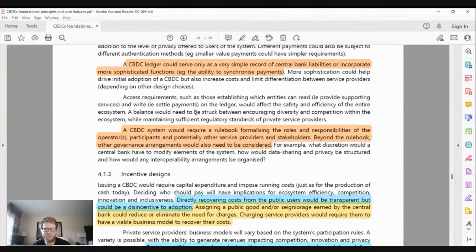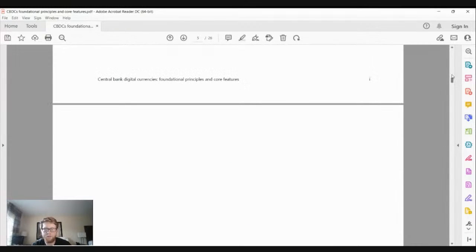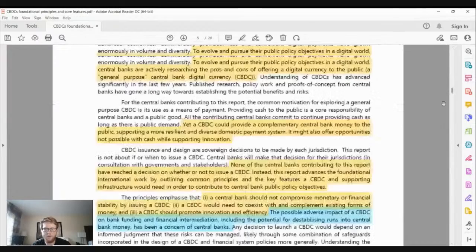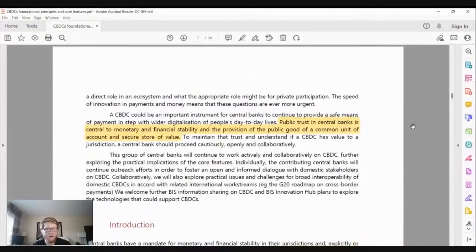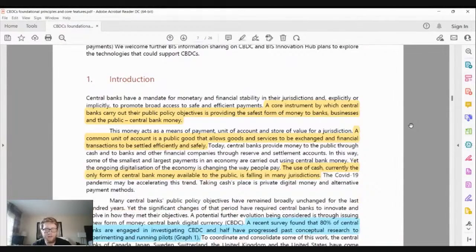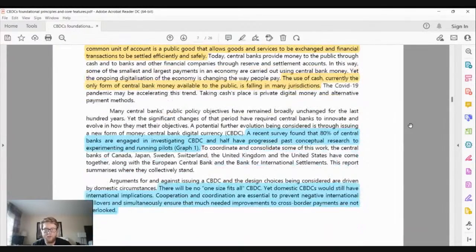Yeah. Central banks all over the world, international entities, and so on, right? Anyways, they give us that in the very beginning, and I might even be able to find it. I don't remember if it's in the executive summary or what, but I also don't want to spend too much time looking at it because I know how important time is, and don't want to waste yours. I'm trying to... There it is. A recent survey found that 80% of central banks are engaged in investigating CBDCs, and half have progressed past conceptual research to experimenting and running pilots.